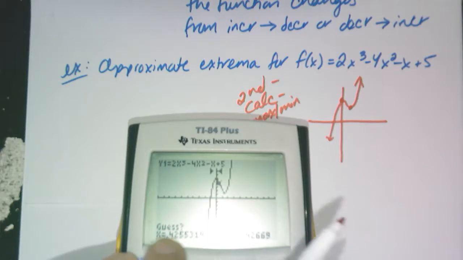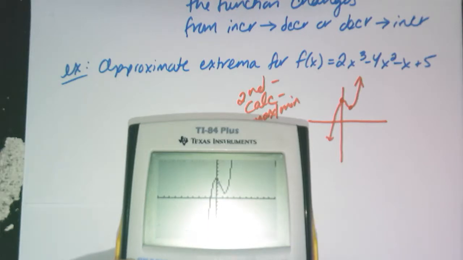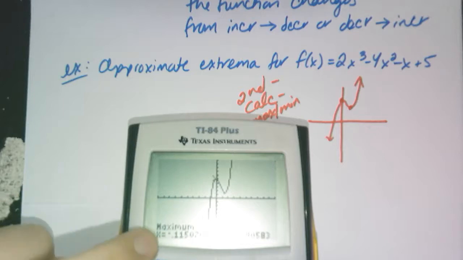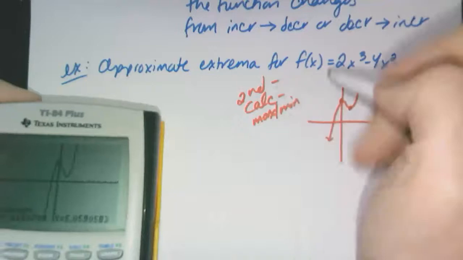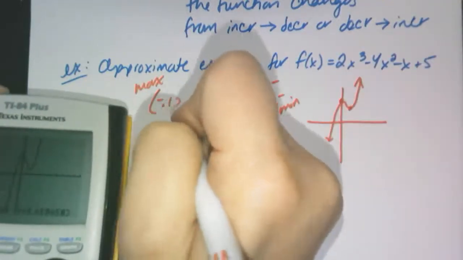Once you get the frame that says guess, hit enter again. So I have a maximum at negative 0.12, and just write it out for me, this point right here. This would be a relative max at negative 0.12, comma 5.1.